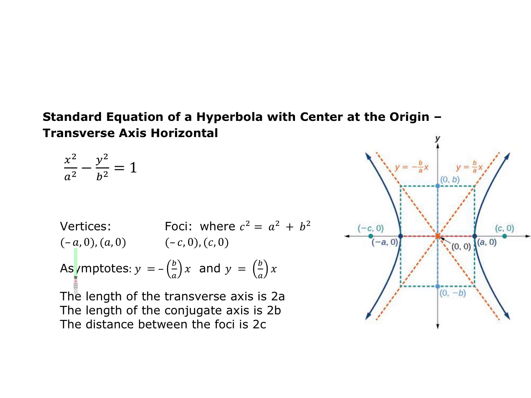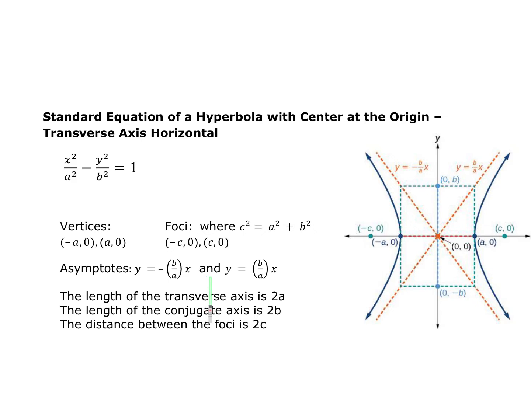My vertices are at negative a, 0 and positive a, 0, so that's just exactly like the ellipse. My foci are negative c, 0 and positive c, 0. However, what changes is how I find c. Now, c is back to our regular Pythagorean identity: c squared is equal to a squared plus b squared. And we pick up these asymptotes.